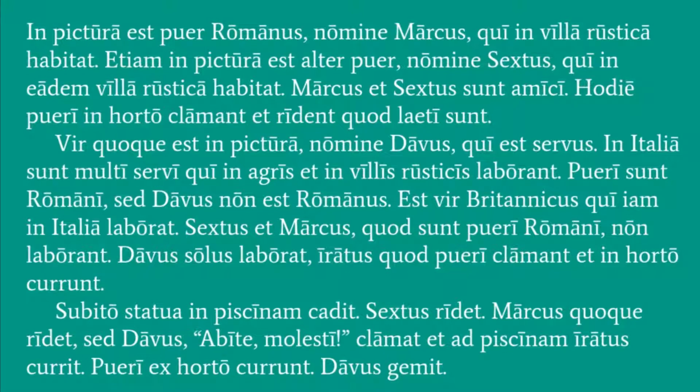Pueri ex horto currunt, Davos gemit. So the boys run out of the garden, ex horto, and Davos groans. And again, notice how pueri, plural, has a verb currunt that ends in NT, which is also plural, right? So the story itself is pretty straightforward. The main grammatical thing you're after is just understanding this new noun ending, the US.